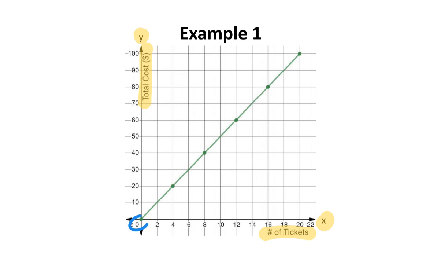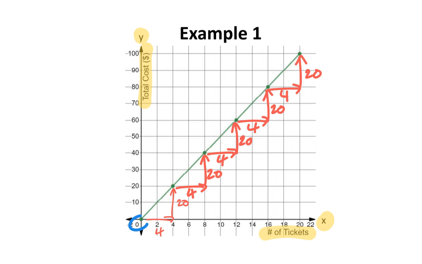However, the rate of change is a little bit more complicated. You'll notice an increase of $20 for every 4 tickets. You'll notice this pattern being repeated again and again. Many of you would say that the rate of change is an increase of $20 for every 4 tickets. However, this wouldn't be the most accurate statement.